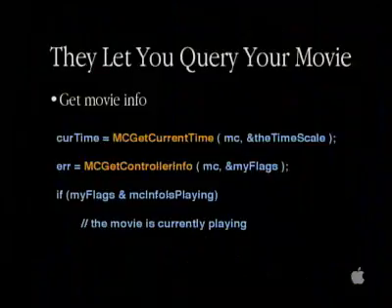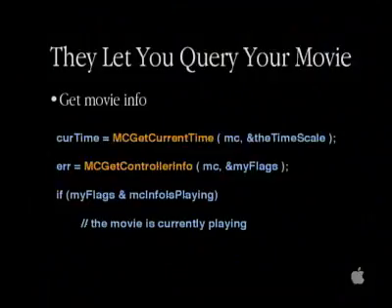You can use MCGetControllerInfo, pass in a long that's flags, and it gives back to you these flags, and you can compare them with whatever you want. For instance, mcInfoIsPlaying, or IsLooping, or HasSound. These will tell you what you want to know about your movie, and you can adjust your menus based on what it gives you back.